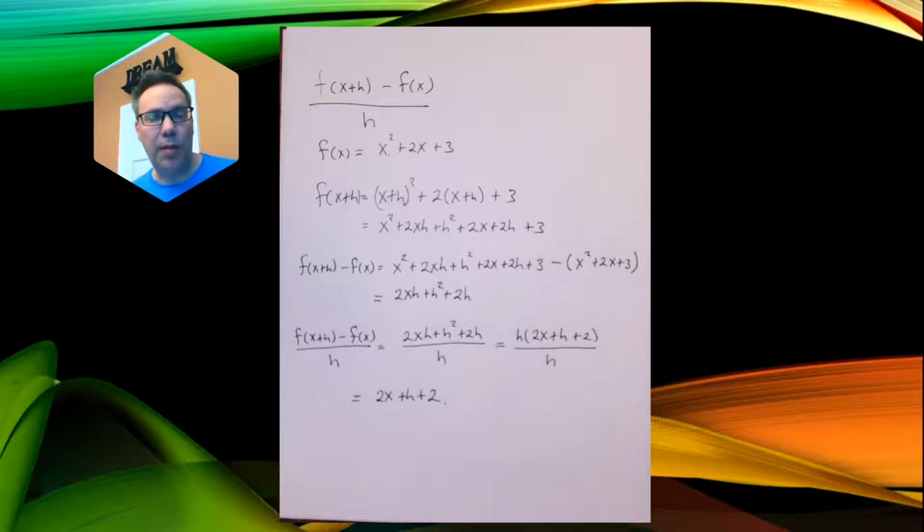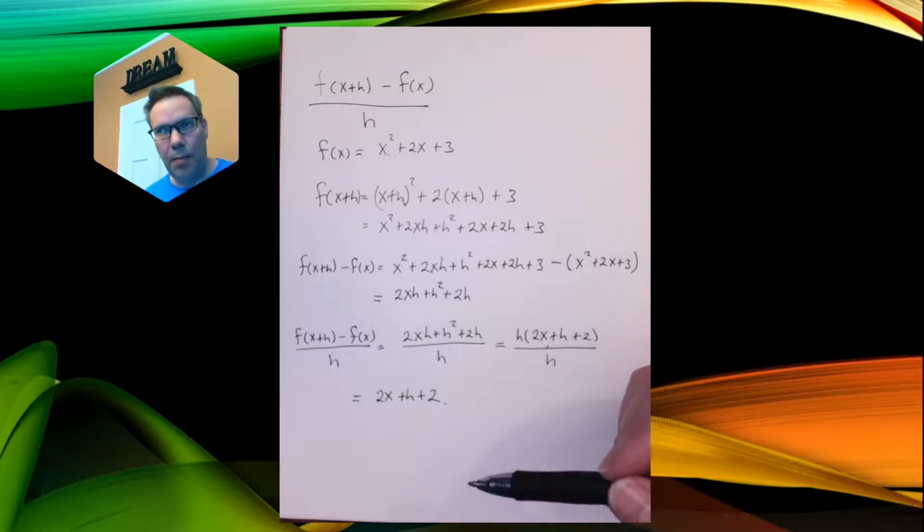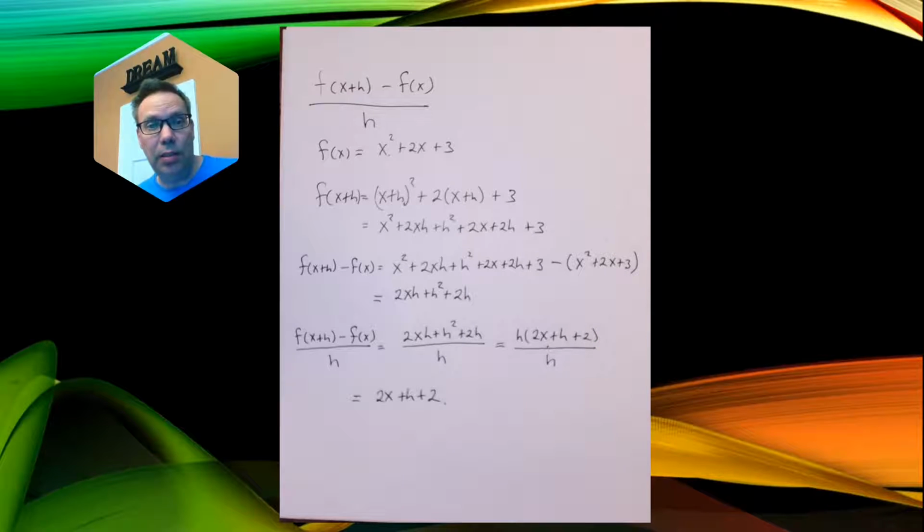At this point, we have the most simplified version of the difference quotient. Now, I want to point out that when I went from this step to this step, I am assuming h is not 0. I want to be very, very careful about that.